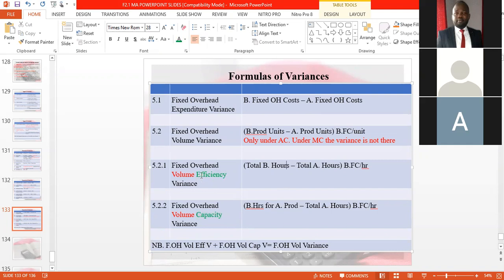How do we get the efficiency? Efficiency is total budgeted hours minus total actual hours, times fixed cost per hour.